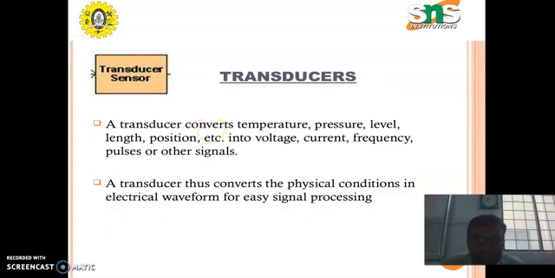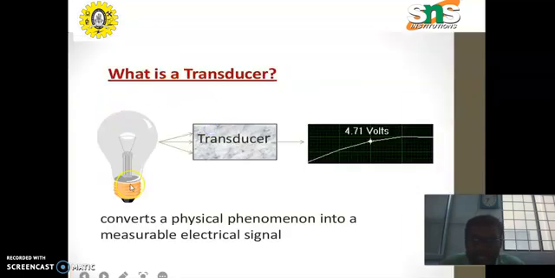Next one is transducer. A transducer converts temperature, pressure, length, position, etc. into different forms such as voltage, current, frequency, pulses or other signals. A transducer thus converts the physical conditions into electrical waveform for easy signal processing. It converts a physical phenomenon into a measurable electrical signal. It is the major purpose of the transducer.